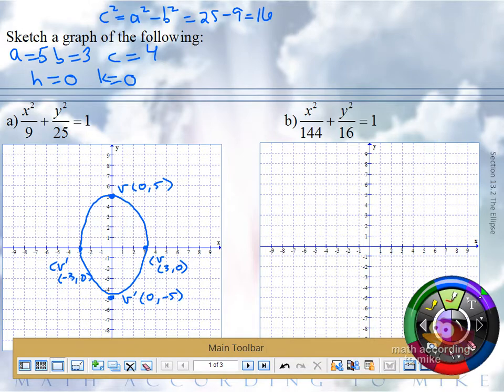Last up, we need our foci. Foci are given by the letter C. Foci are always in the same direction as your vertices. So how far and what direction are our foci? 4 up and down from your center. So we have a focus here. I'm using an open circle because technically the foci are not part of the ellipse. They help you get the ellipse. And 0, negative 4.